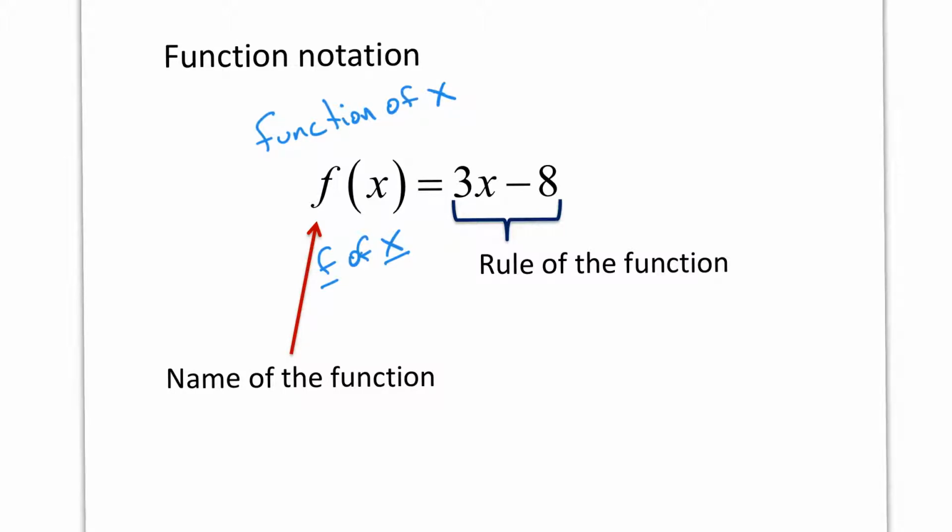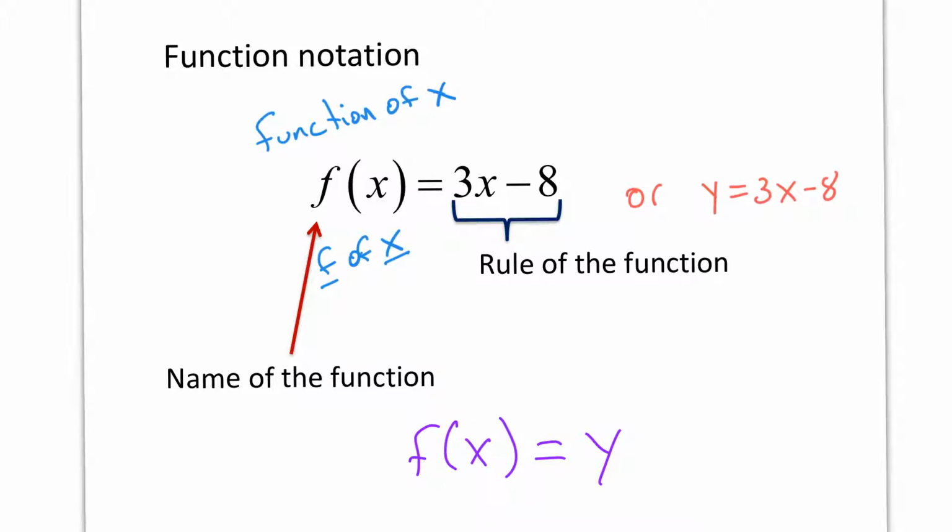Now something else that you also have to understand. This f of x is the same thing as the letter y. So in a function, you can actually substitute or replace f of x with y. So another way you can write this function is y equals 3x minus 8. It's very important that you understand that y is the same thing as f of x. So I'm just going to write it down on the bottom so you can remember that f of x is the same thing as y, or we can say that y is the same thing as f of x.